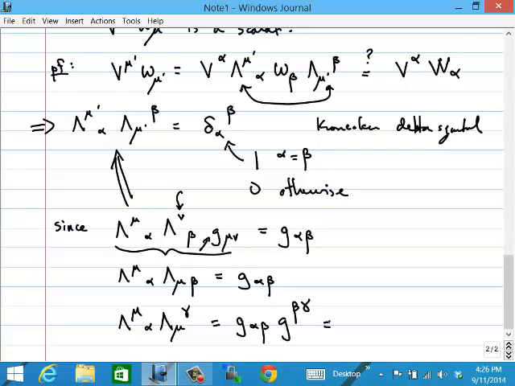And what is this guy? Well, g was just the matrix 1, minus 1, minus 1, minus 1. G with upper indices is just the inverse of that, which is, of course, just the matrix itself. And if you think about it, when you multiply those two matrices together, what do you get? You get the identity matrix, delta alpha gamma.